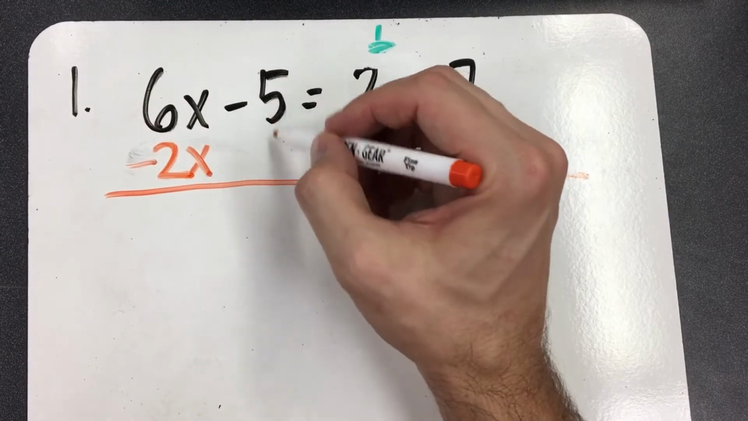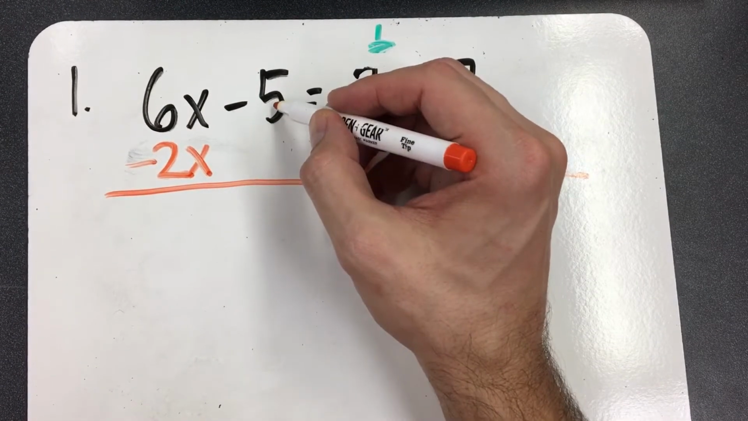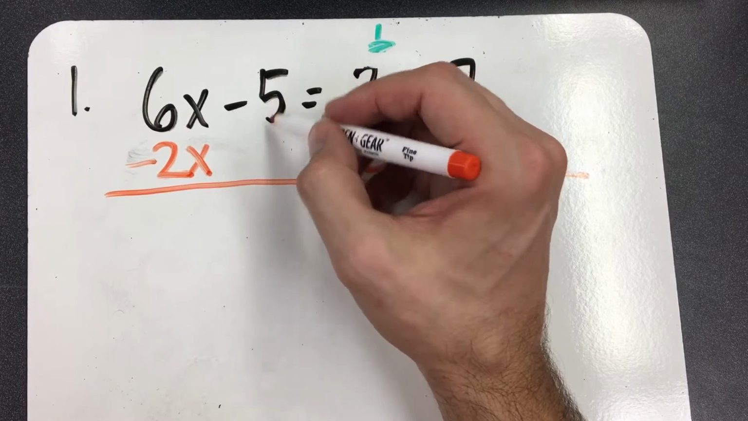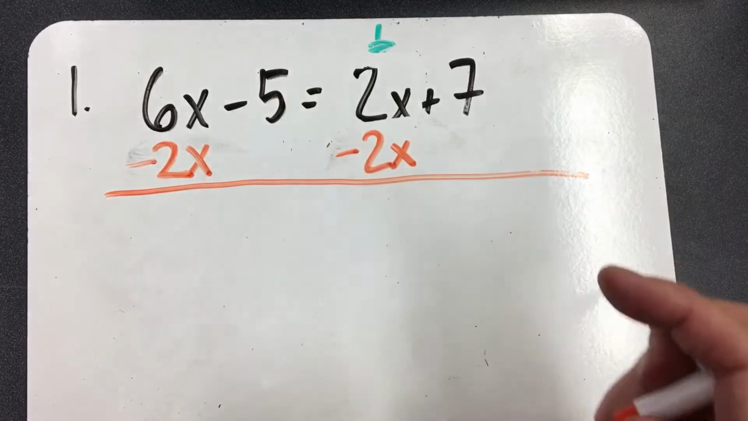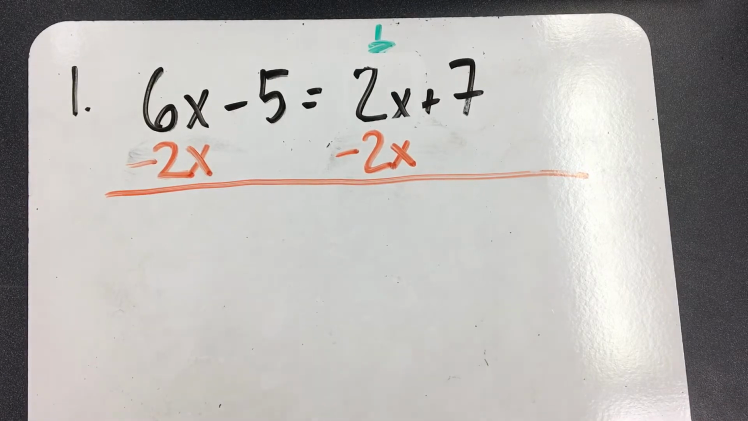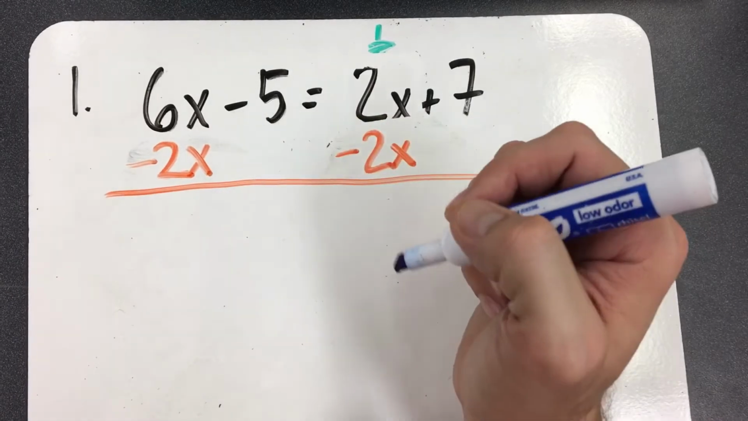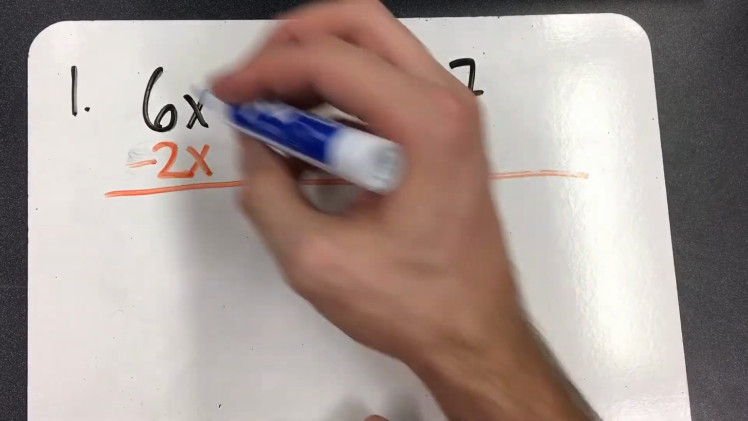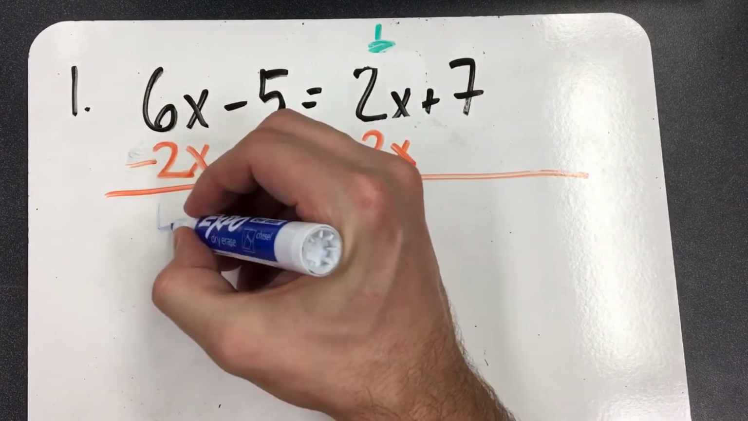I can't do 5. I couldn't do it here because this is just a regular 5, a constant, and this has an x on it. So x's can only go underneath other x's, and plain old numbers we call constants. Those can go underneath other plain old numbers, but you can't put the x underneath the 5, right? And so now we can just do this. 6x's minus 2x's, that is 4x's.